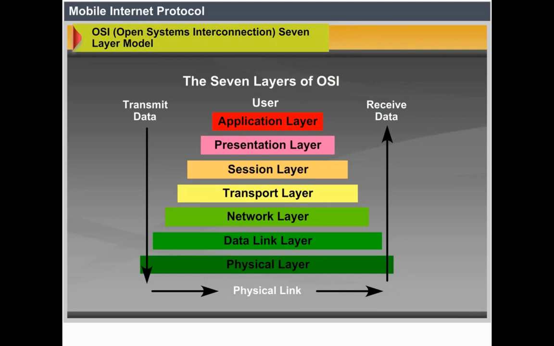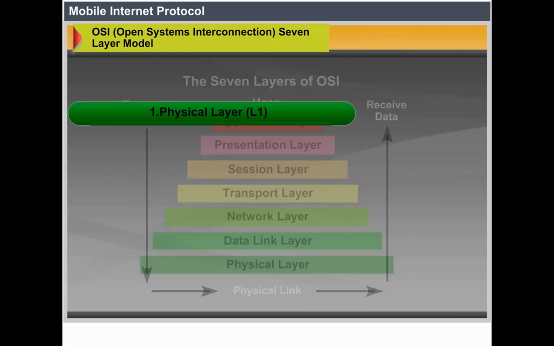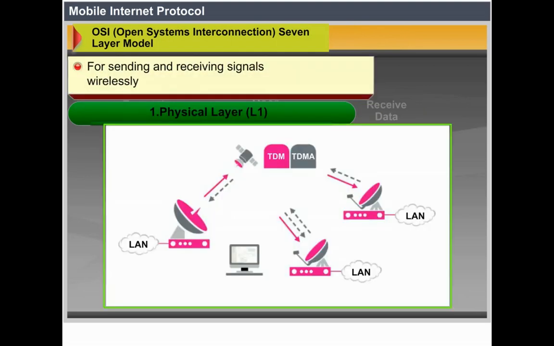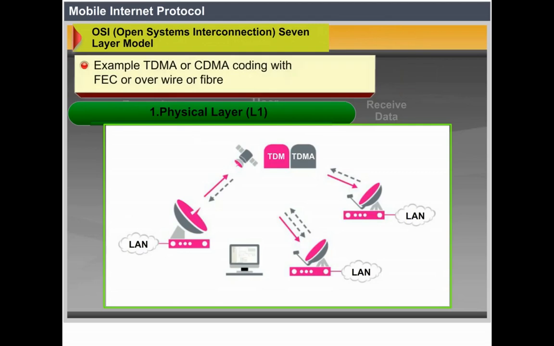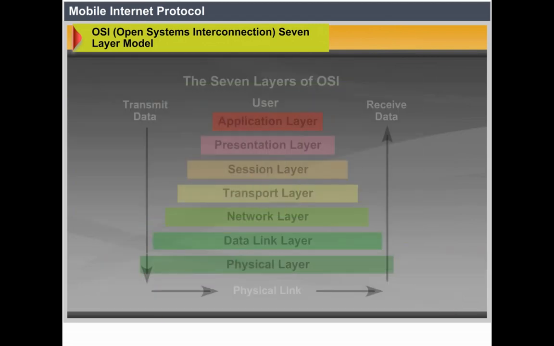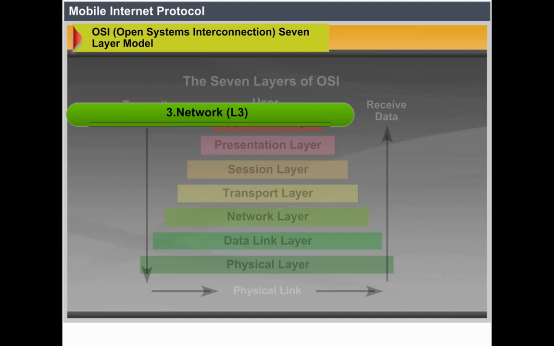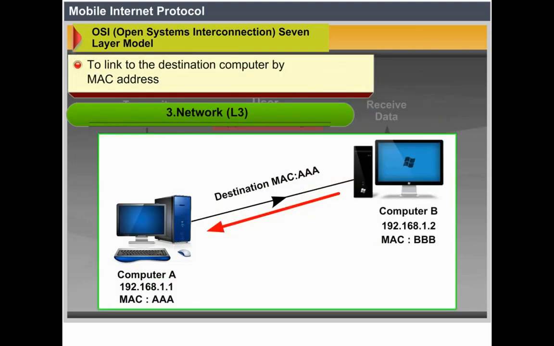OSI Open Systems Interconnection 7-layer model. Physical layer L1 is for sending and receiving signals wirelessly, for example TDMA or CDMA coding with FEC, or over wire or fiber. Data link L2 is for linking to the destination computer by MAC address. Network L3 is for routing through a chain of routers.